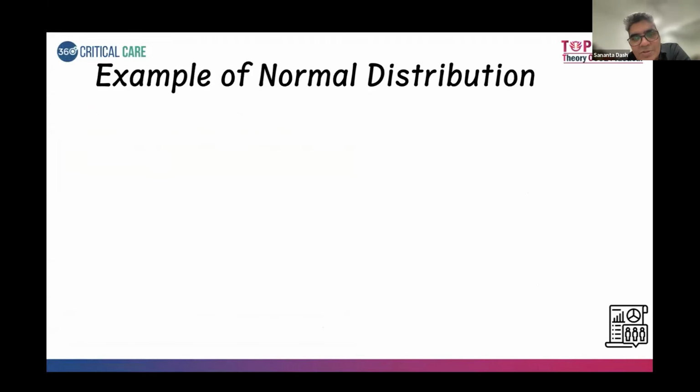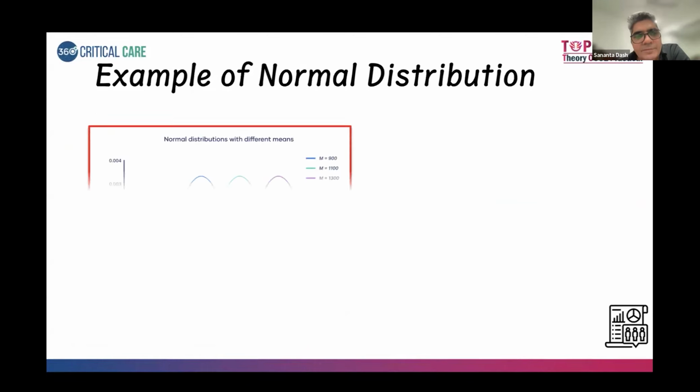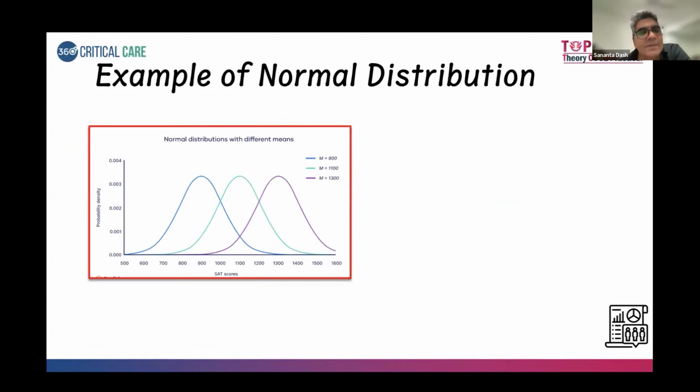So whenever there is a question on normal distribution, you have to write down what you mean by normal distribution, what the parts of the normal distribution are, and mean, median, mode, how they are all equal. And possibly give an example.